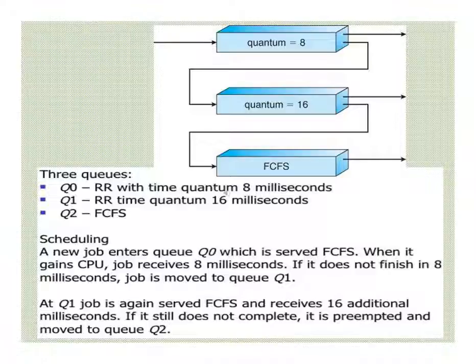A figure shows that each queue has absolute priority over the lower priority queues. No process in the batch queue could run unless the queues above it were all empty. If an interactive editing process entered the ready queue while a batch process was running, the batch process would be preempted. Another possibility is to time slice among the queues. Here, each queue gets a certain portion of the CPU time, which it can then schedule among its various processes.